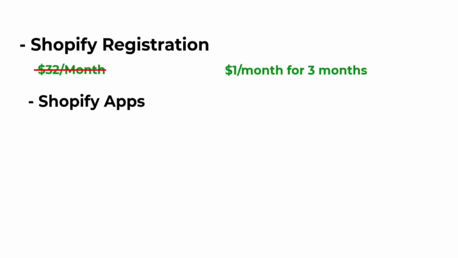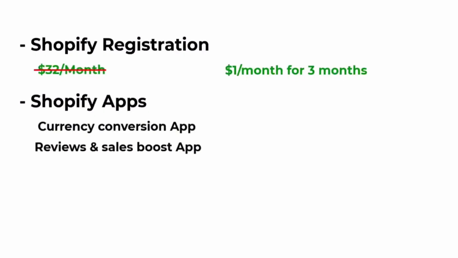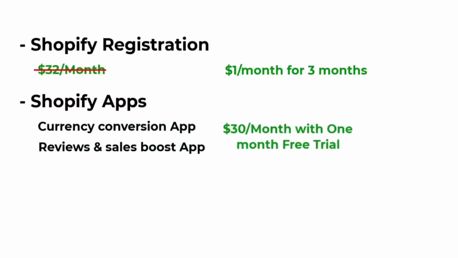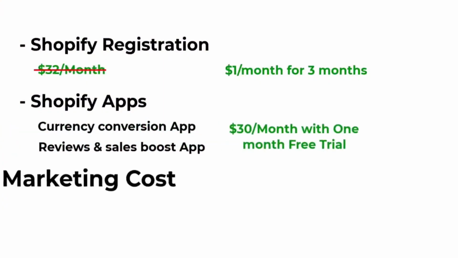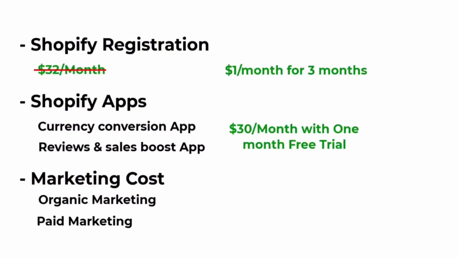The next cost is Shopify apps. During this tutorial, we will add 2 major applications to our dropshipping store. The first one is a currency conversion app, and the next is an app for reviews and sales boost. The total monthly cost for both of them is around $30, with a 1 month free trial. The final cost is marketing cost. There are 2 steps to do this. We'll start with organic marketing, and then gradually move to paid marketing. The first one is free, and paid marketing costs around $100 to start with, and you can scale it gradually to achieve more sales. We will cover both methods in this tutorial.